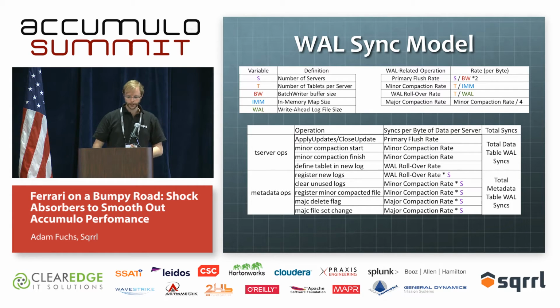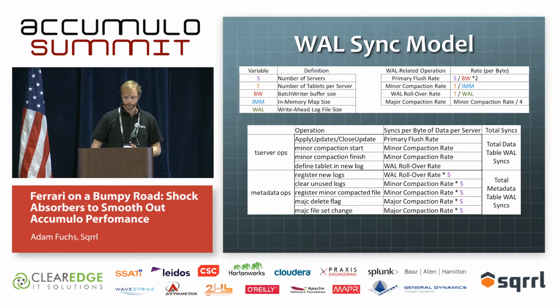From those, we have operations like primary flush rate. So primary flush rate is I send a batch from my client to the server, it flushes that to the write-ahead log and acknowledges it. That's a primary flush. And I can do a simple calculation here that says per byte, I'm going to do S over BW times 2. So BW divided by 2 would be the size of the buffer on the batch writer. So I'm inverting that. So I'm dividing the number of servers by that. And that's basically saying I take that batch writer, I partition it into data for each server, and I send those things to servers. That's how the batch writer works.